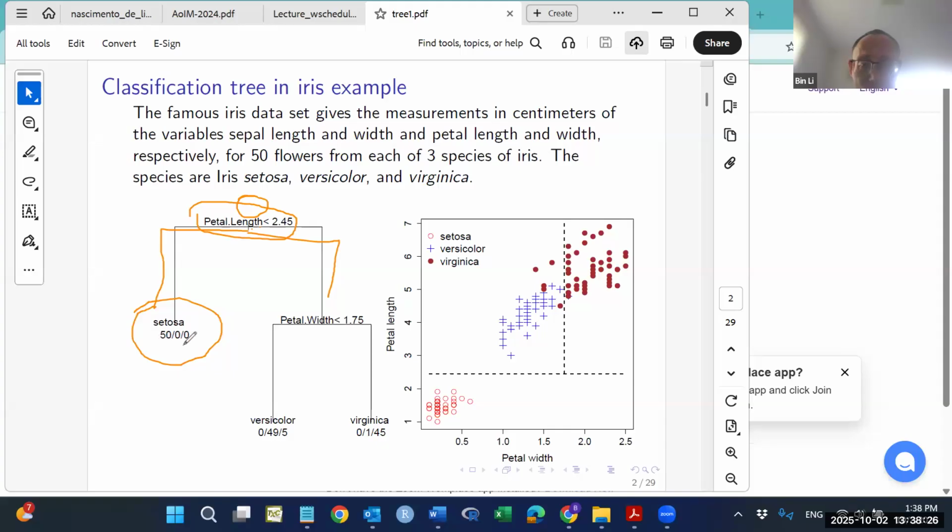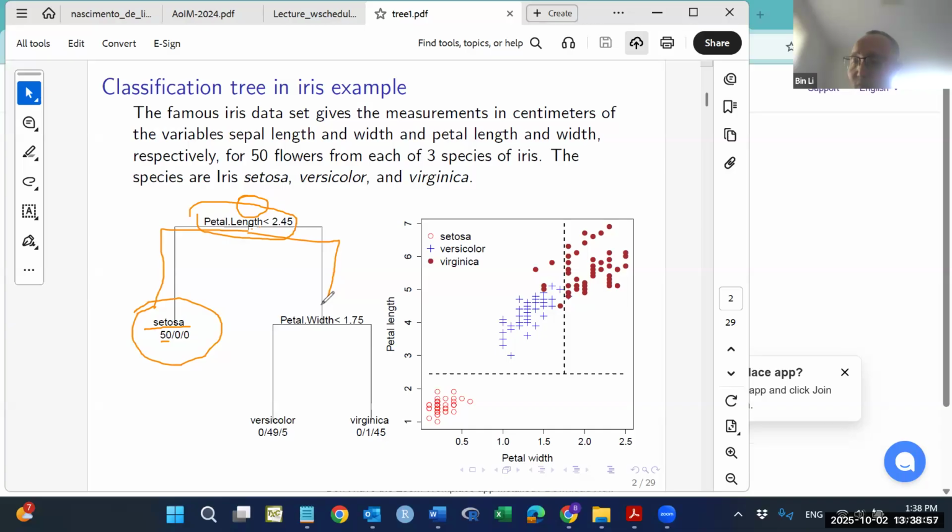Why? Because we have 50 observations that fall into this branch, and all of them are setosa. You may ask how I can see that. You can see we have 3 numbers separated by slashes, right? 50 is the number of observations from setosa, and that's what we predicted. And if the petal length is greater than or equal to 2.45, then we go to the right branch.